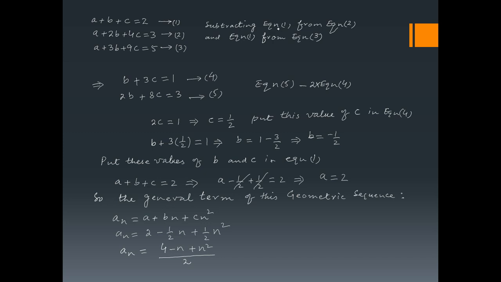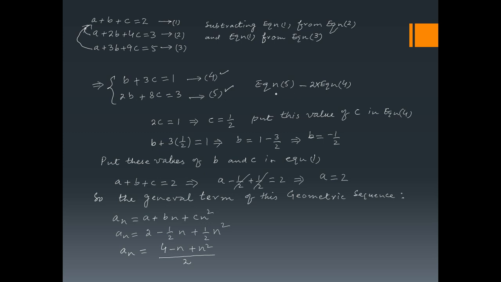Now we will subtract equation 1 from equation 2, and we are getting b plus 3c is equal to 1. And this one is equation 4. Now subtracting equation 1 from equation 3, we are getting 2b plus 8c is equal to 3. And this is equation number 5. Now by solving these two equations, we will find the values of b and c.